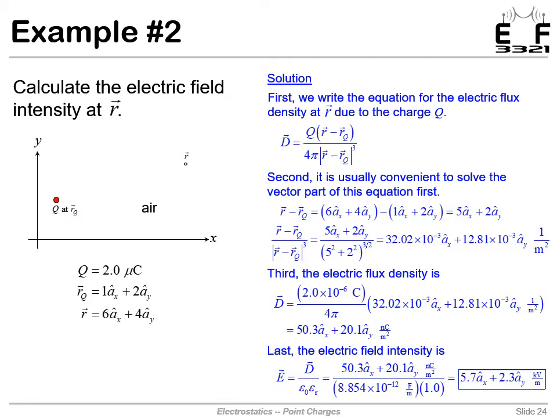So all we have to do is take our value for D that we found, divide by the permittivity, which is the free space permittivity times the relative permittivity. We said the problem is in air, so the relative permittivity is just 1.0. If we run the numbers, we get roughly 5.7 in the x direction, 2.3 in the y direction, and units are kilovolts per meter.